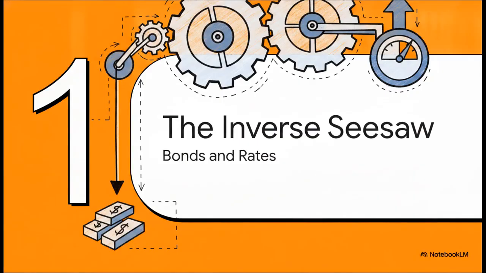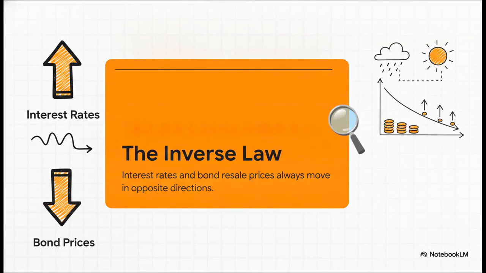Which brings us to Section 1, the inverse seesaw. We really need to treat the relationship between bonds and interest rates exactly like a physical machine. The absolutely crucial point here is understanding the inverse law. Basically, it's a strict mechanical relationship where interest rates and bond resale prices always, and I mean always, move in opposite directions. You know that famous yield curve that predicts those recessions we just talked about? Well, it exists entirely because bonds and interest rates move in perfect inverse proportion to one another.